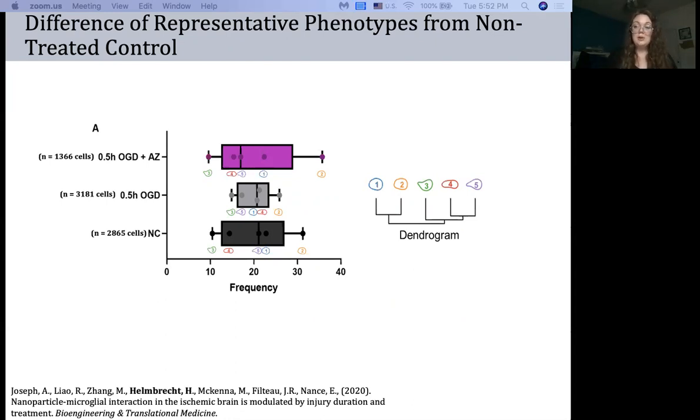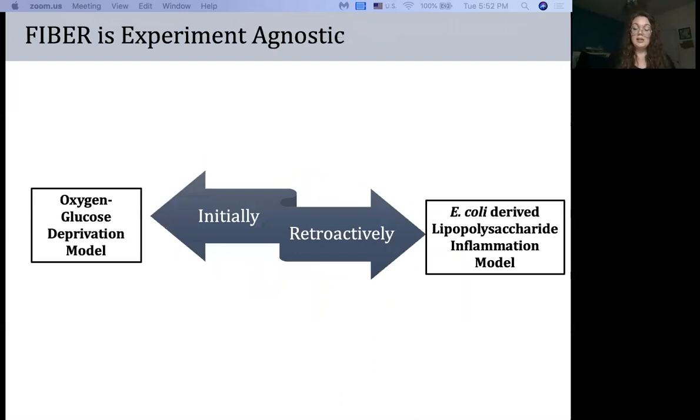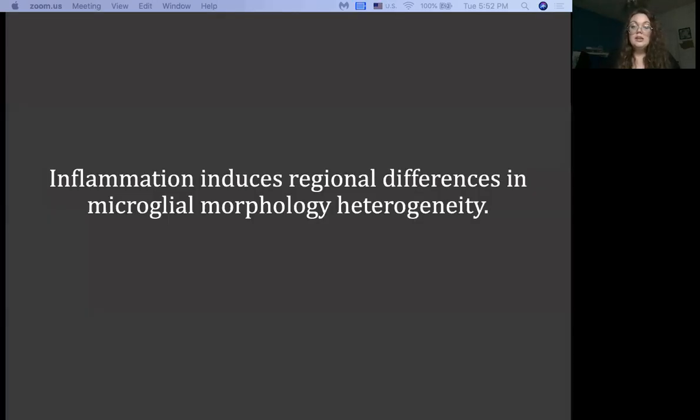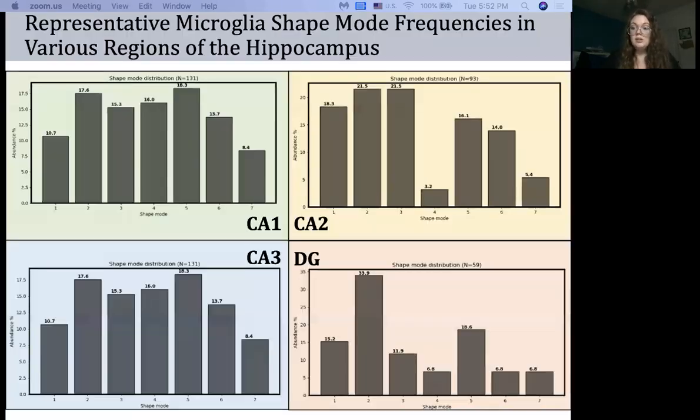So this was an example of how we can apply FIBER initially at the beginning of an experiment, but we've also applied it retroactively in an E. coli-derived lipopolysaccharide inflammation model, where we were looking at how inflammation induces regional differences in microglial morphological heterogeneity. And by regional differences, we mean that we took the shape mode frequencies and applied the VAMPIRE process to 4 different regions of the hippocampus of Sprague Dawley rats. Those regions are the CA1, the CA2, the CA3, and the DG.